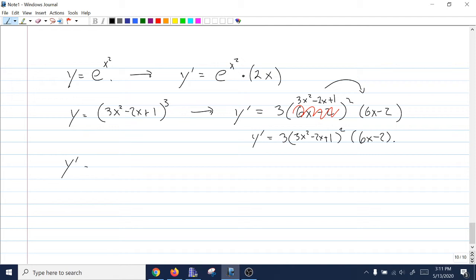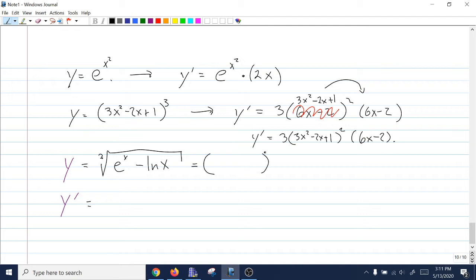If I have y equals, let's do a cube root. Cube root of e to the x minus natural log of x. Don't write y prime, this is y. This is the original problem. Y is this, so what's y prime? How do I take the derivative of that?